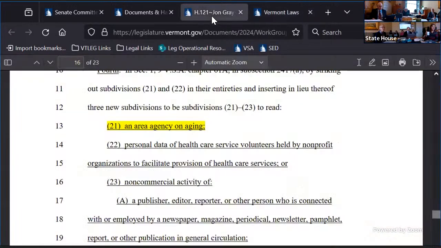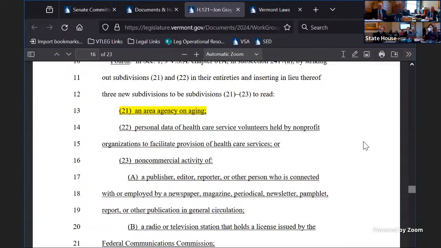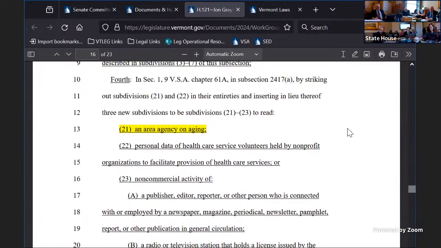Senator Weeks, do you have a thought on this one? Yeah, frankly, I don't understand why we wouldn't want to protect the agencies on aging. Not with an exemption, but to ensure that they're covered. This exempts them from the data privacy law. Okay, I understand.